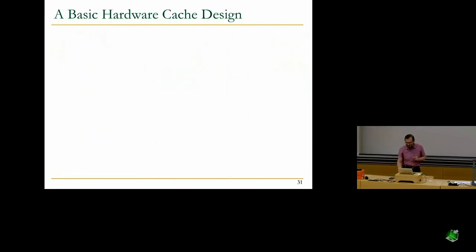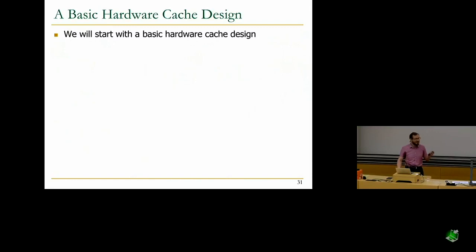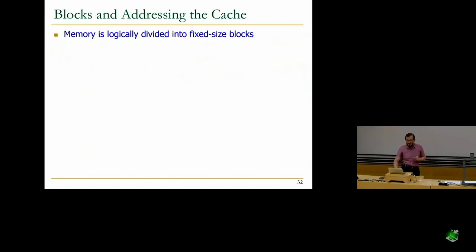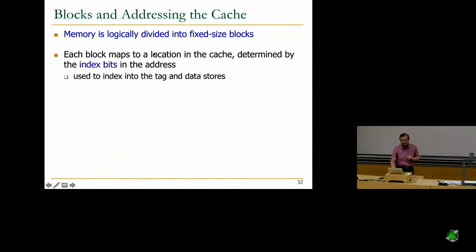Okay, let's go through a basic hardware cache design. Basically, we will start with a basic hardware cache design, and then we'll examine, hopefully, as time permits, a multitude of ideas to make it better. And if you want to examine many, many more ideas, that's the master's level computer architecture course. So basically, as I said, memory is logically divided into fixed size blocks. That's what I'm going to assume. And each block maps to a location in the cache. And it's determined by the index bits in the address.